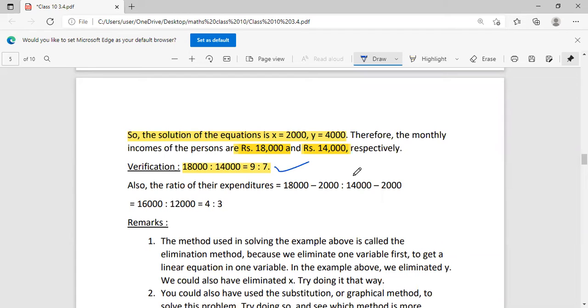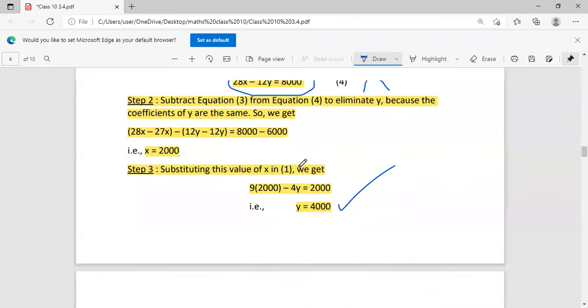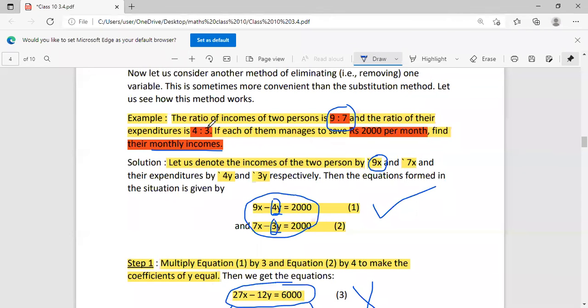And in a similar manner, the ratio of expenditure can also be found out as 18,000 minus 2,000 is to 14,000 minus 2,000, which is 16,000 is to 12,000, which is equal to 4:3, which is also given in that question. So, which means our answer is correct.